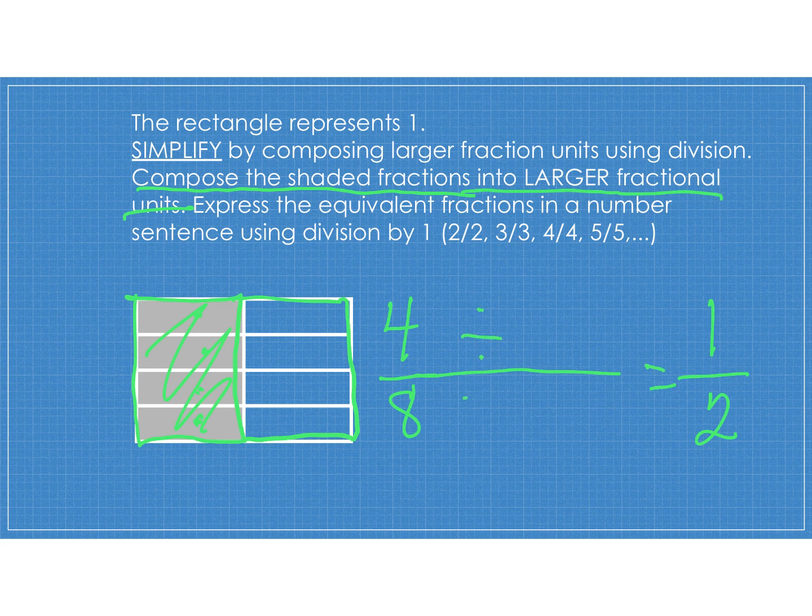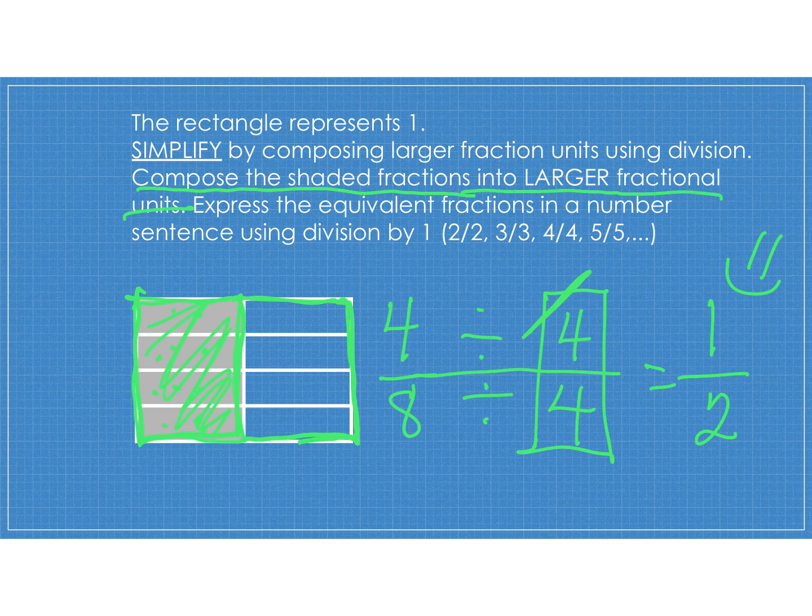So I'm going to divide by something over something, my 1, which is going to be 4 over 4, and I get 1/2. When you get to E in your homework, it says, what happened to the size of the fractional unit when you composed the fraction? So when we composed 1/2 here, this piece was bigger than these 4/8. So the fractional units got larger.